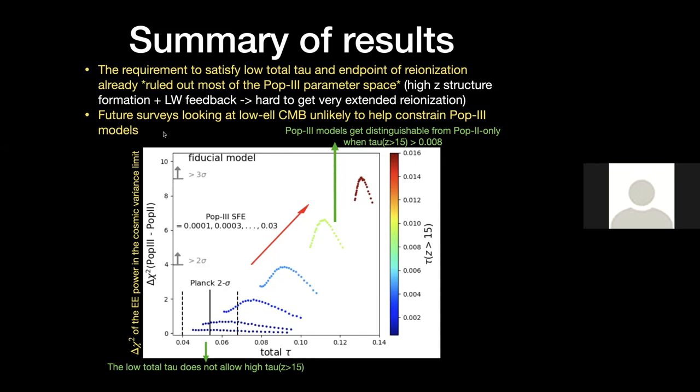So we do have escape fraction for POP2. For POP3, we just assume it's one because it's highly uncertain anyways. And then for POP2, we vary the escape fraction, but that's basically just changing the POP2 reionization parts, like shifting the reionization midpoint. Thank you.